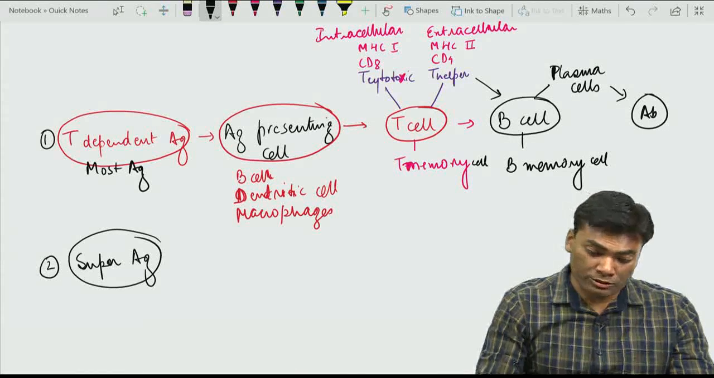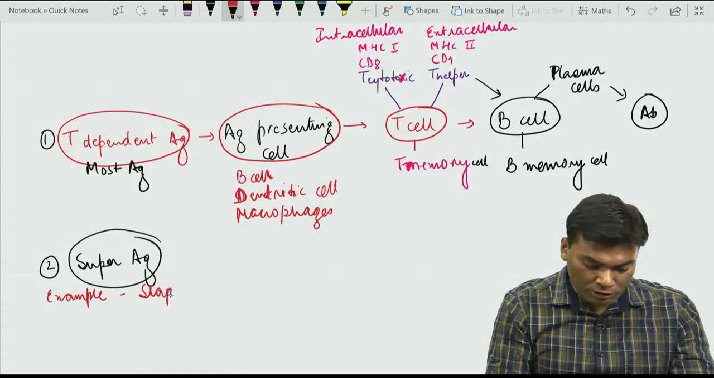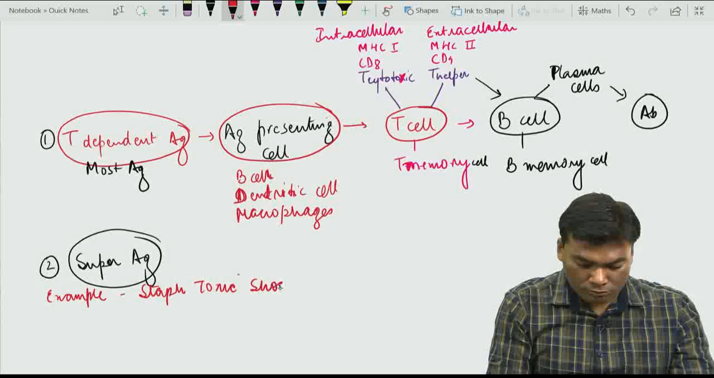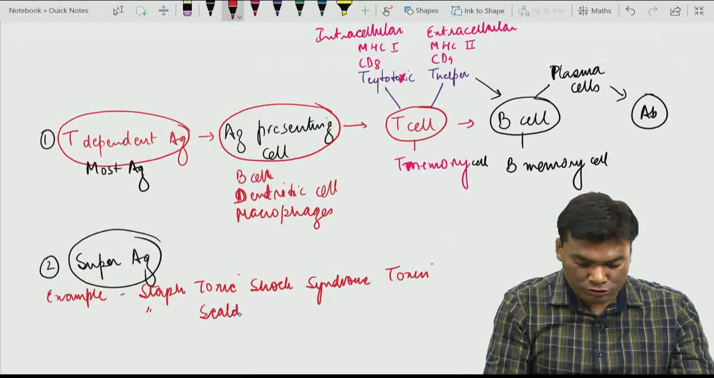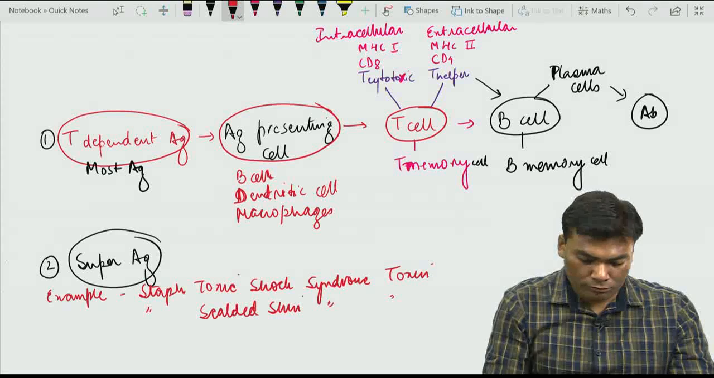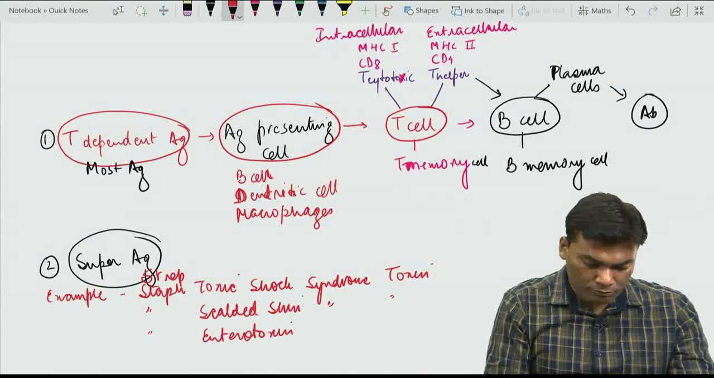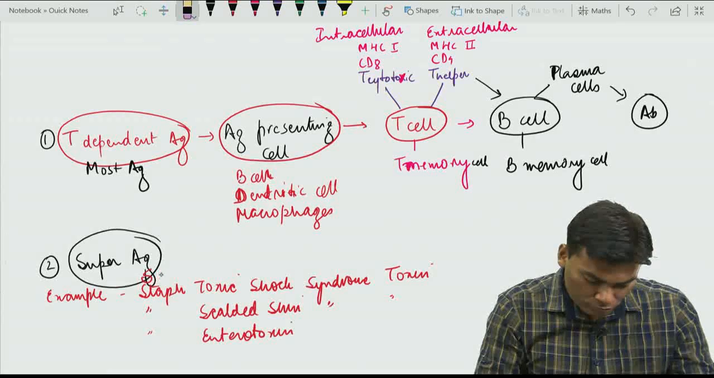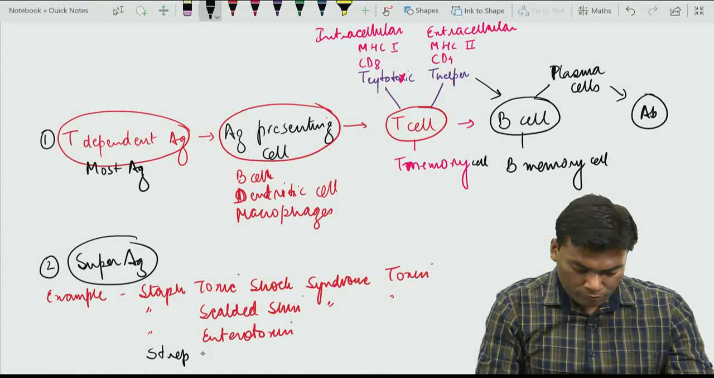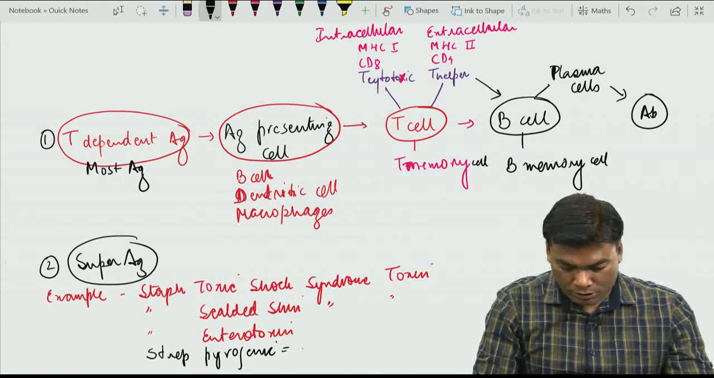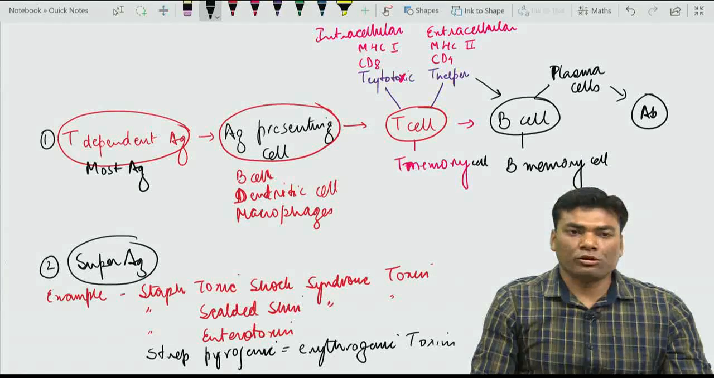Super antigen, as the name says, it's a super antigen. So what does it do? Examples of the super antigen are staphylococcal toxic shock syndrome toxin, staphylococcal scalded skin syndrome toxin, staphylococcal enterotoxin, and streptococcal pyrogenic or erythrogenic toxin. These are examples of the super antigens.